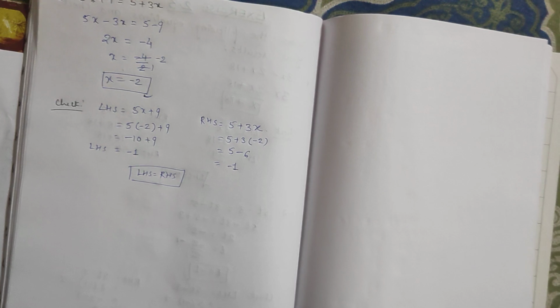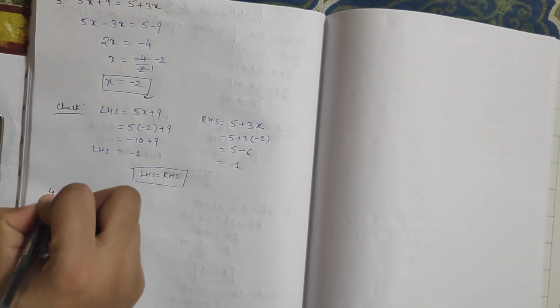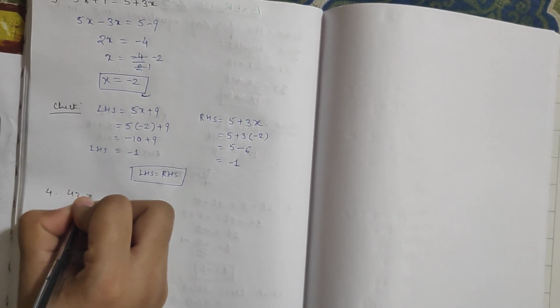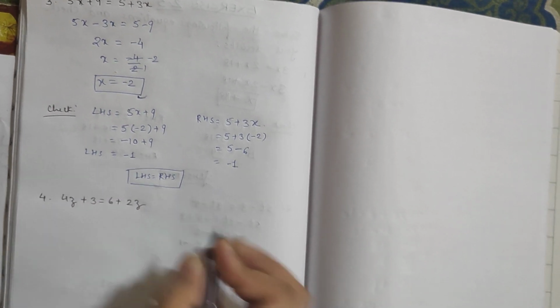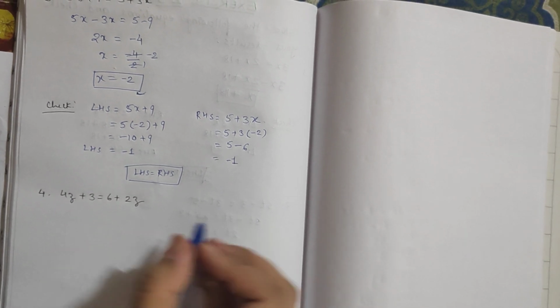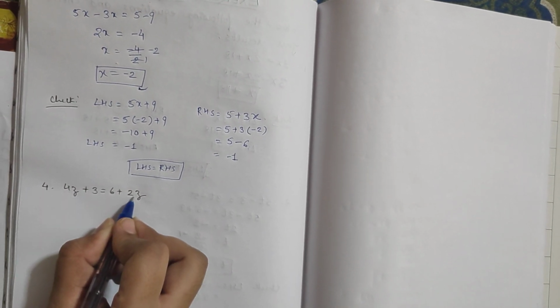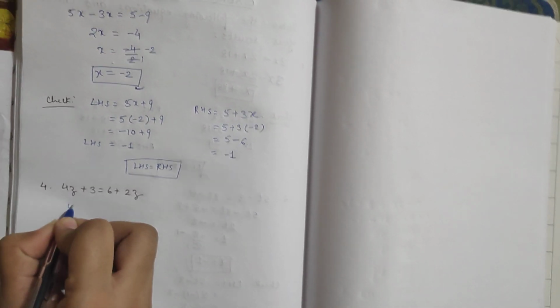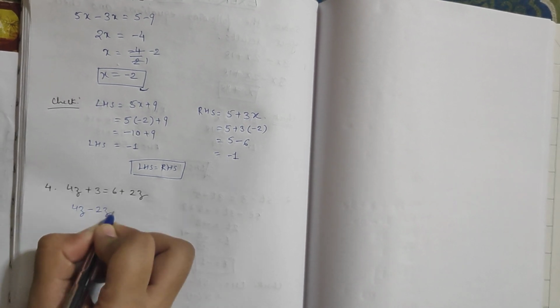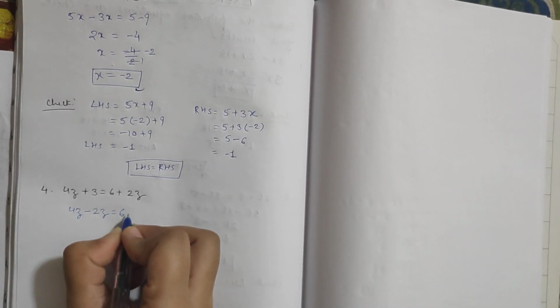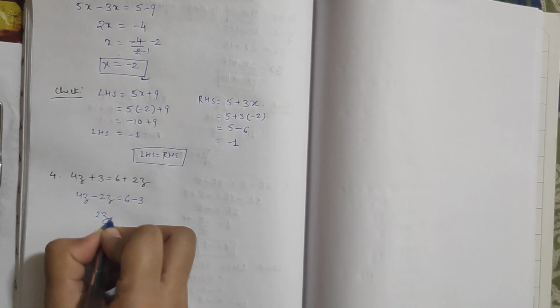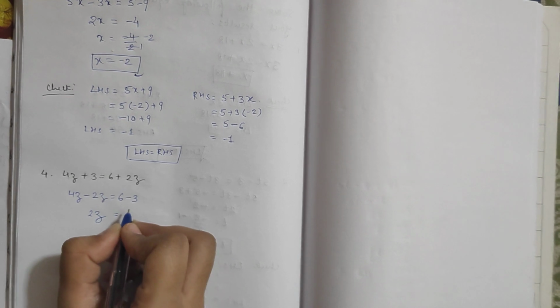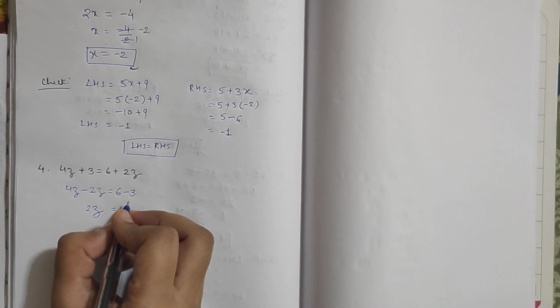Now let us see the next question. That is question number 4. 4z plus 3 is equal to 6 plus 2z. Again here, what are the like terms? 4z and 2z. These are like terms. So we can say 4z minus 2z is equal to 6 and this 3 will go to this side. So it will be 4 minus 2 is 2z is equal to 6 minus 3. That is nothing but 3.